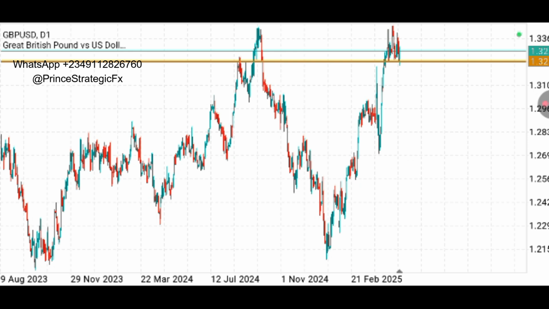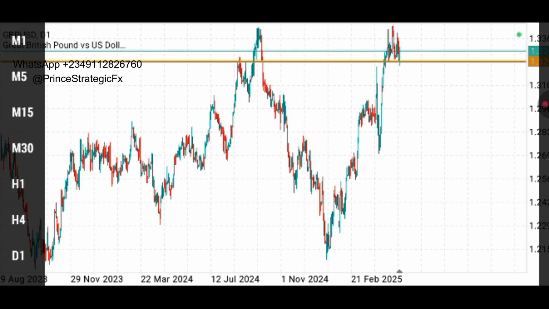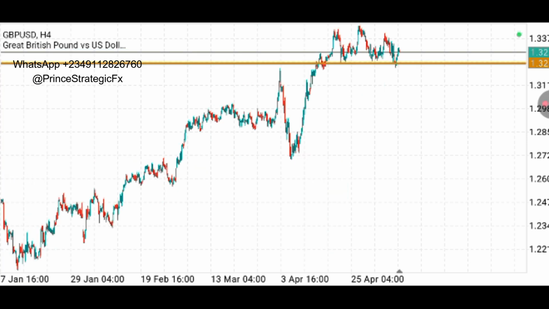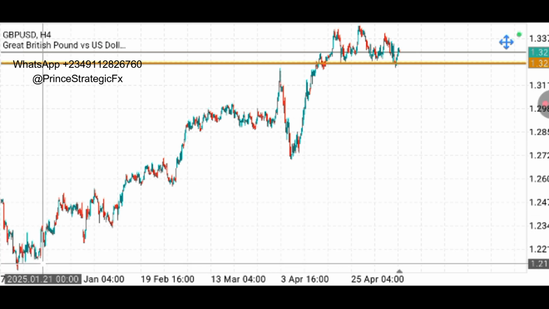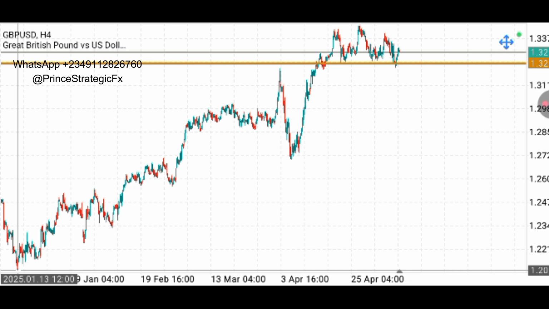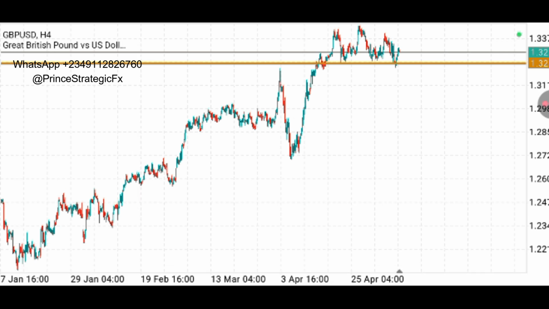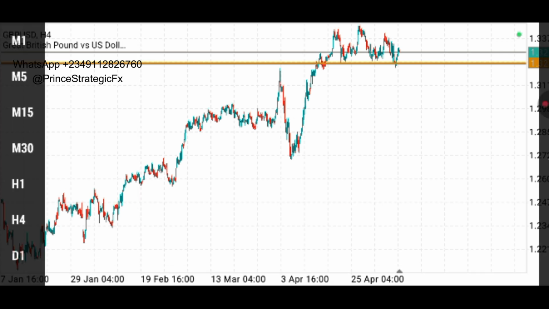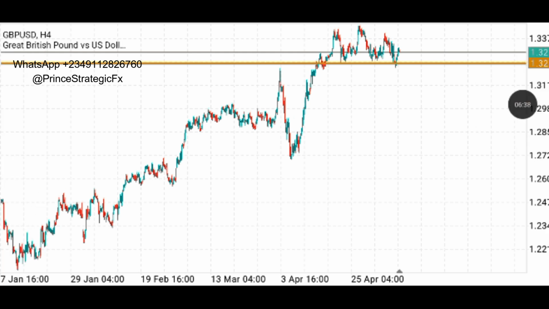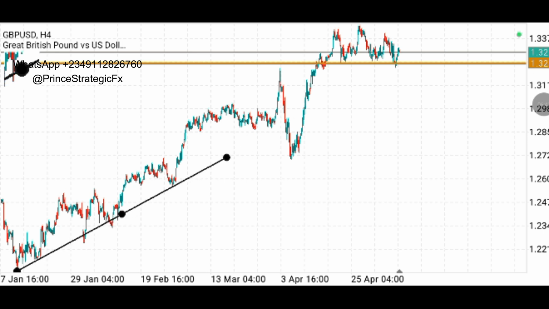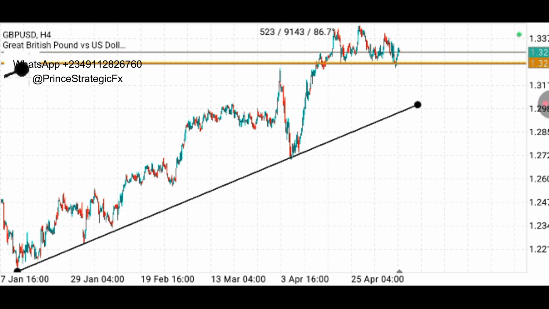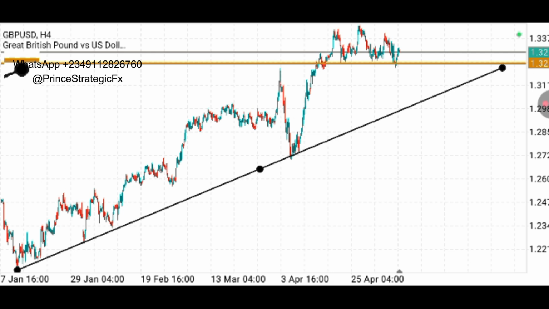But that is not how this particular strategy works. Here in this strategy, we pick our trend line from the H4. Now we just look at the trend itself, from where it is coming from. I can see the trend from the lowest part of the chart. So I just pick my trend line from here, making sure it hits all the necessary levels that it's supposed to hit.